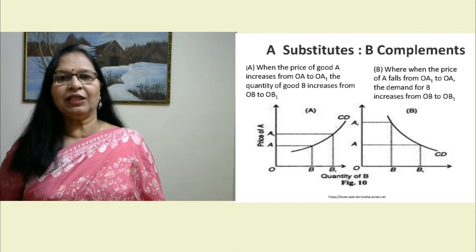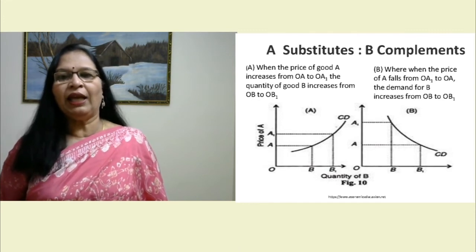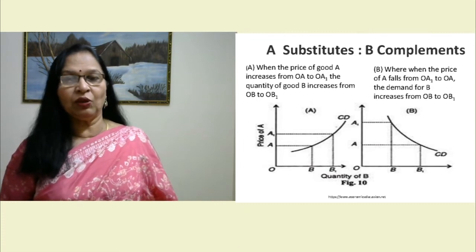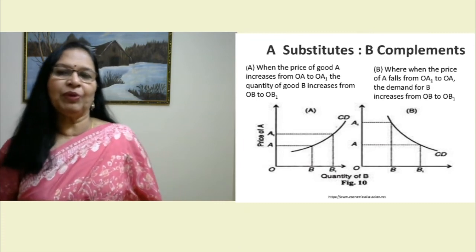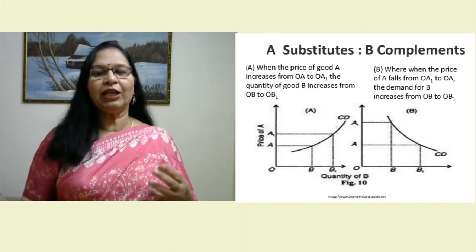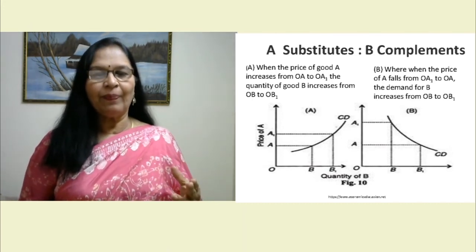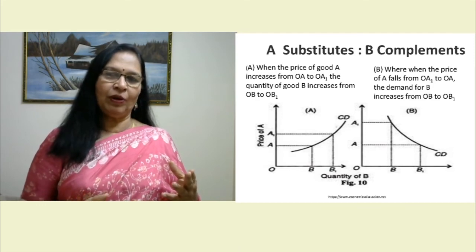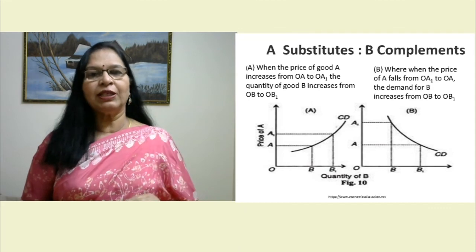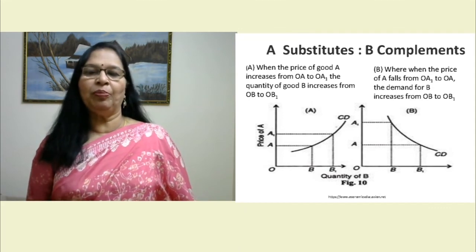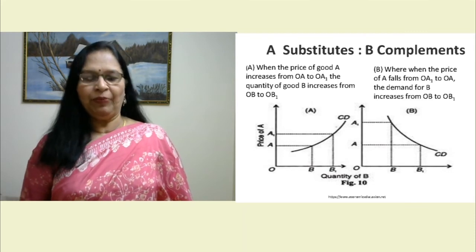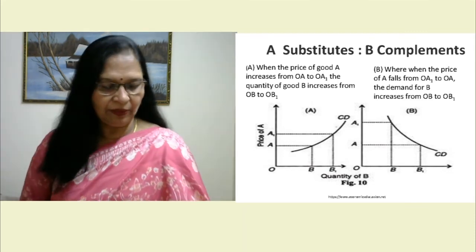The other panel has complement goods, and in the case of complement goods, we have the price of commodity A on the vertical axis and commodity B on the horizontal axis. It is very clear, if the price of A rises, then the quantity purchased of commodity B will fall. If the price of A falls, then there will be an increase in the demand for the complementary good B. So this is how the two goods are associated.